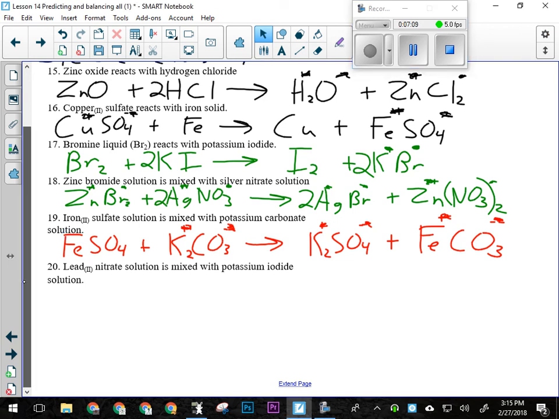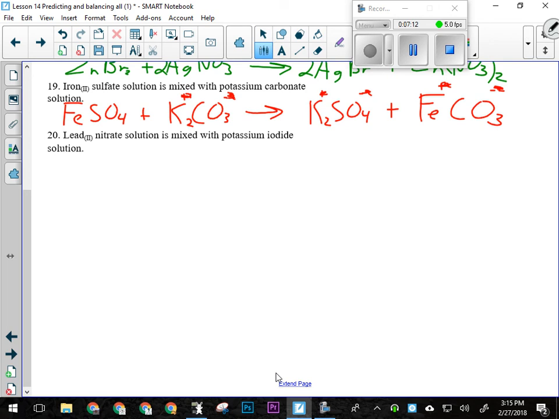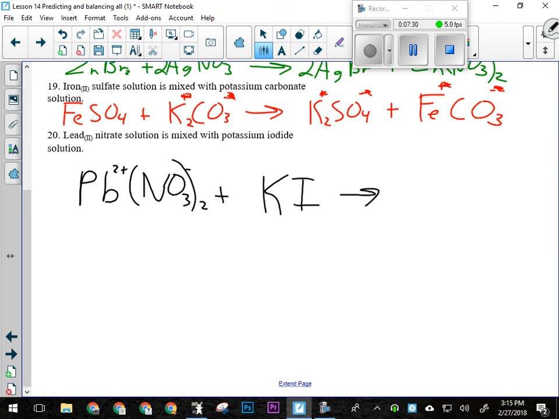Okay, let's look at 20. So for number 20, I've got lead 2 nitrate, so Pb 2+ with nitrate. Nitrate is NO3, and it's a -1, so this will be Pb(NO3)2. It is mixed with potassium iodide, that's KI. Right? That's a double replacement reaction, so lead and potassium have to switch places. So potassium will end up with nitrate. That's a -1, that's a +1, so that one's good. Okay, and lead is going to end up with iodine. This is a -1, that's a +2, so it's got to be PbI2.